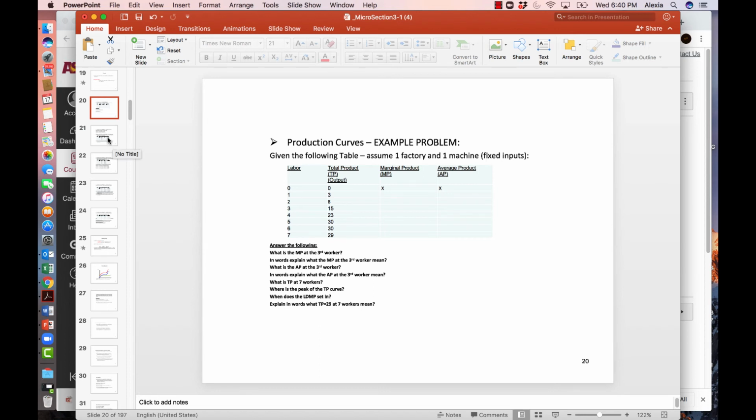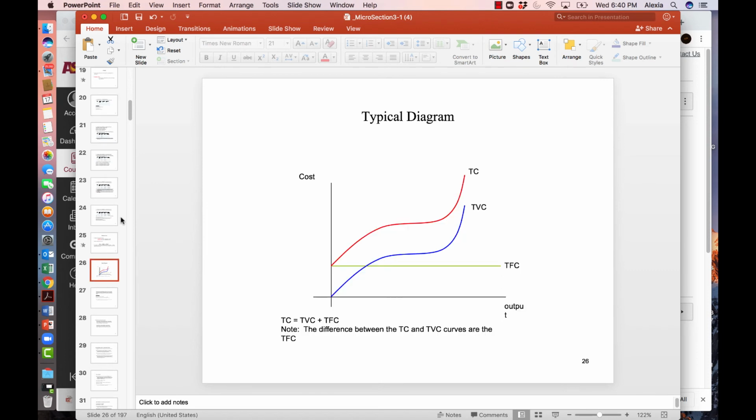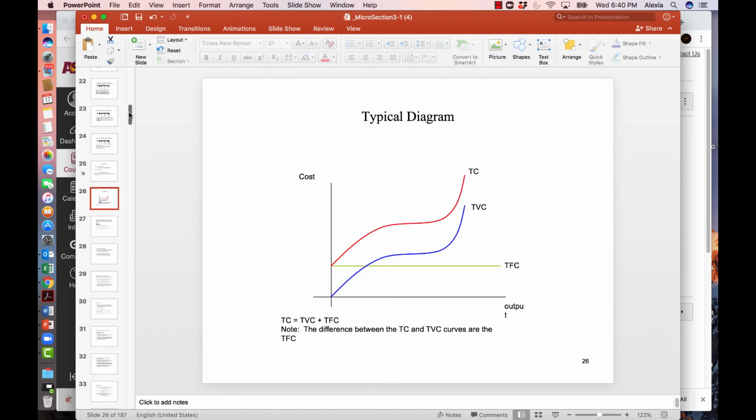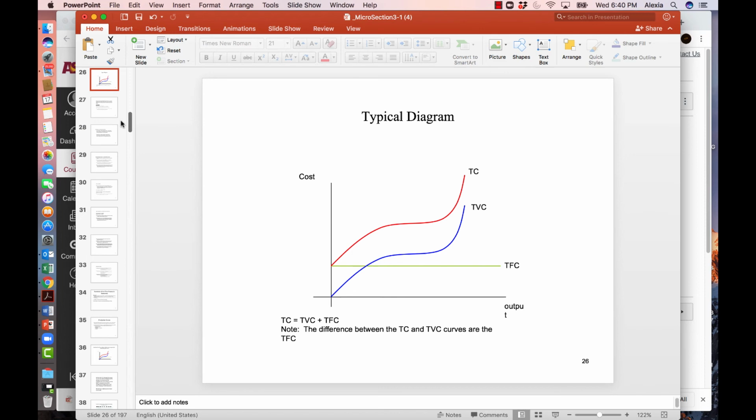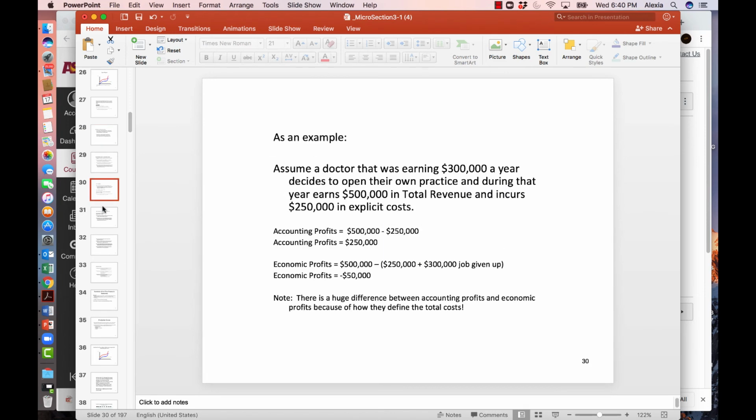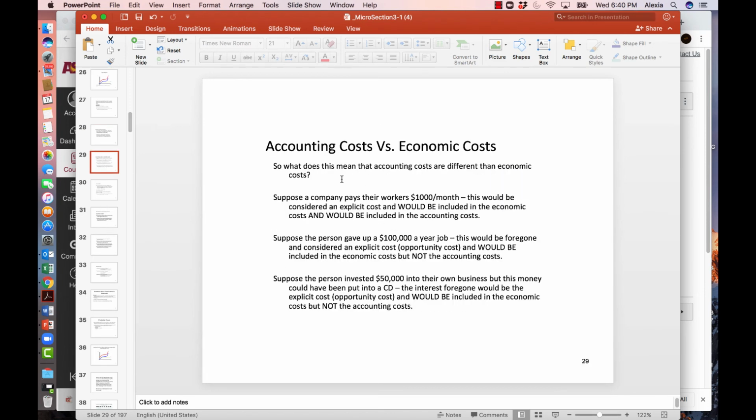All right, so the next little section we're going to do is look at cost curves. It might seem a little bit strange here, but before we look at cost curves, we're going to have a look at this idea of profits in economics. Then we're going to go back to the production curves and show how we get to the cost curves. And then we're going to start looking at market structures.